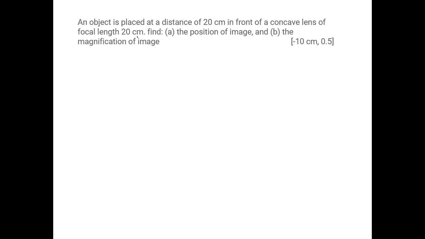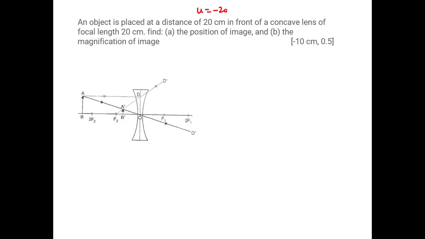Next question. An object is placed at a distance of 20 centimeters. So this is u. So u is minus 20 centimeter. I can write it straight away. In front of a concave lens. So here is a question on concave lens of focal length 20 centimeter. In concave lens, we have only one case, which is this. So once again, u is minus 20 centimeter. Focal length is 20 centimeters. So f is equal to minus 20 centimeter because it's a concave lens. Find the position of the image and the magnification of the image.